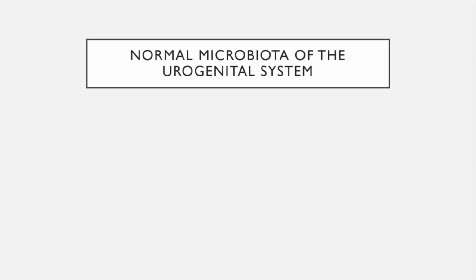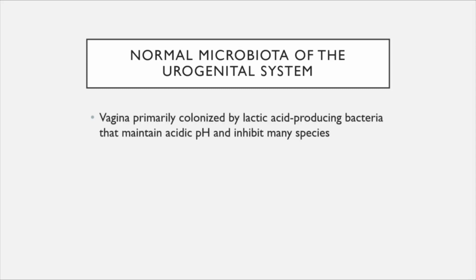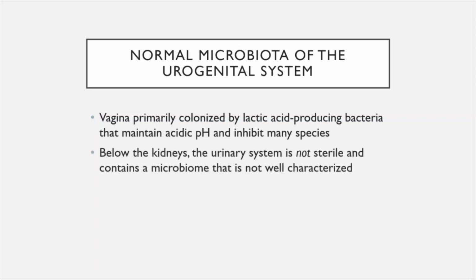The role that normal microbiota play in the urogenital system is especially important for females because the vagina is primarily colonized by lactic acid producing bacteria that maintain an acidic pH that inhibits many invading species. And so this acidic pH, when disrupted, as we will see as we go through some of these infections, can give rise to opportunistic pathogens that will take over in the absence of sufficient lactic acid producing bacteria and sufficiently low pH levels.